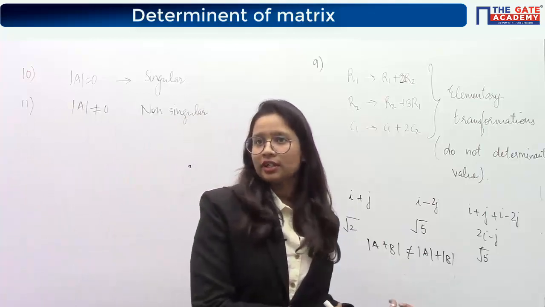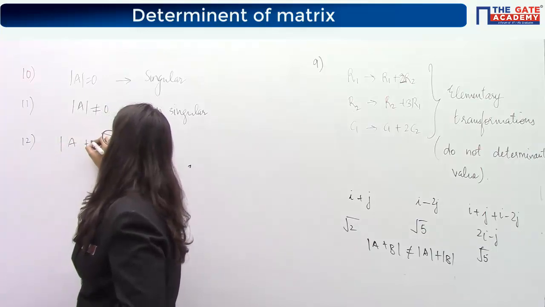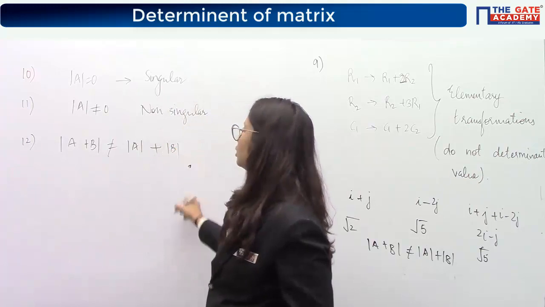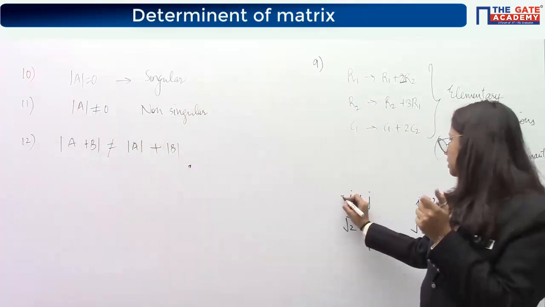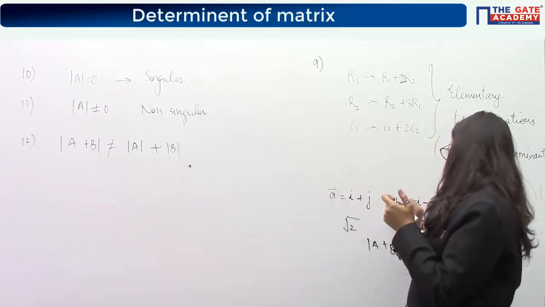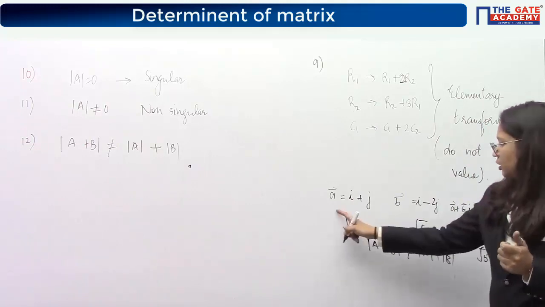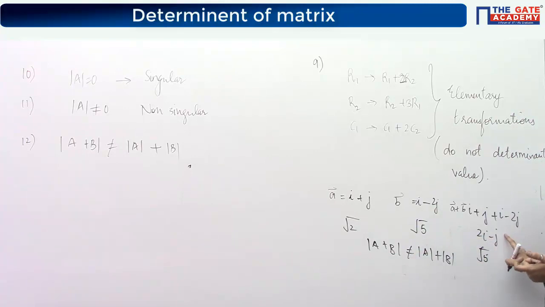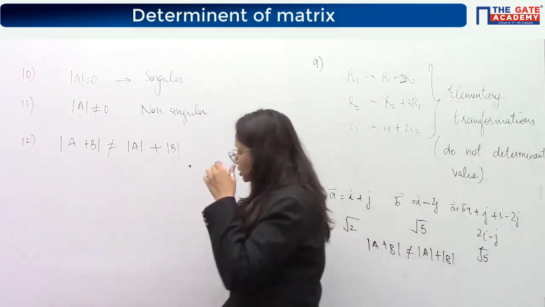Next property that I was talking about right now: the determinant of the summation of two matrices is not the same as the determinant of A plus the determinant of B. Let's say this was vector A, this was vector B. You can say that A plus B vector will be this vector. The magnitude of this vector is this one, the magnitude of this vector is this one, but the magnitude of A plus B cannot be said to equal the summation of under root 2 plus under root 5. This was the property.